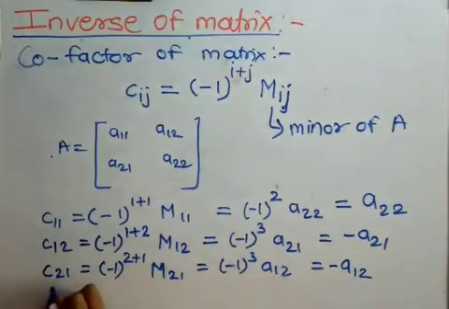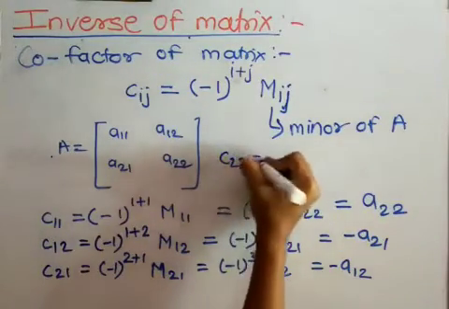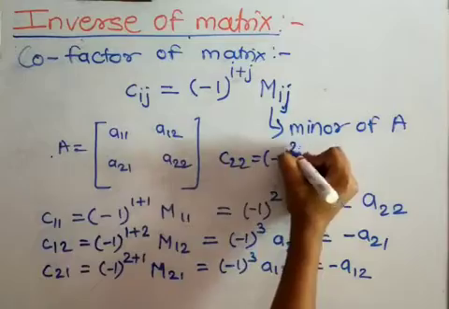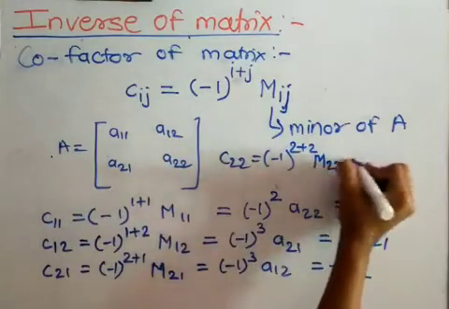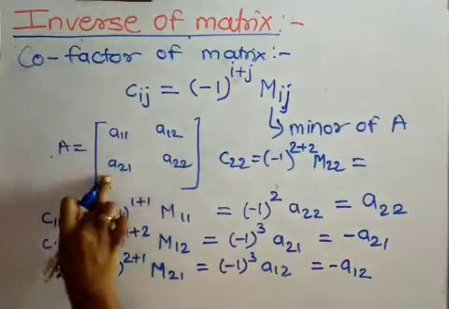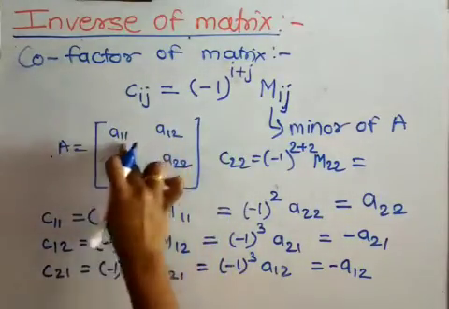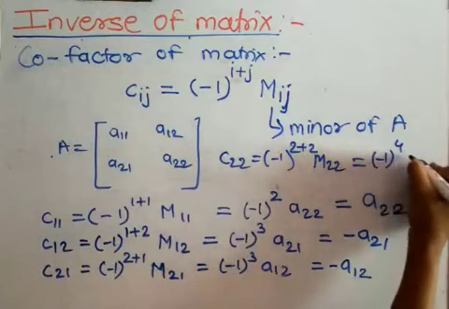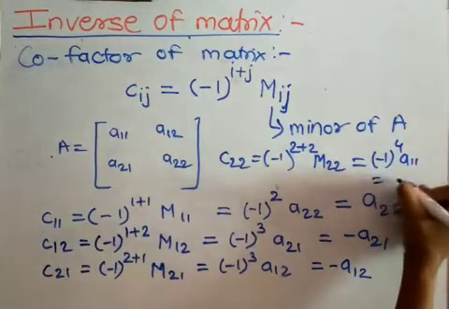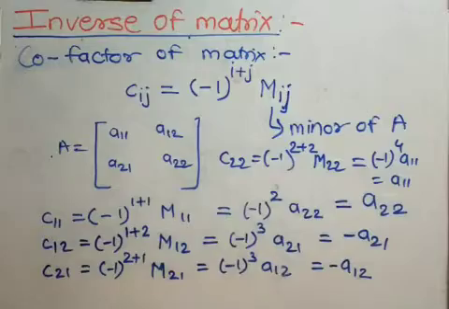Okay. Next we want to find C22. For C22, the formula becomes minus 1 raised to 2 plus 2 into M22. We neglect the second row and second column. So we get A11. So minus 1 raised to 4 into A11, and the answer is A11.